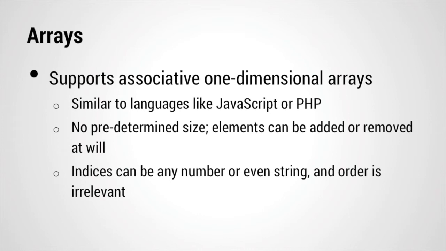Arrays in awk don't have a predetermined size, which means elements can be added or removed at will. And elements are removed via that deletion statement that we talked about earlier. In addition to this, the nature of these associative arrays allows for subscripts that can be any numbers or even strings, and the order of elements is fundamentally irrelevant because each index is coupled with its value directly.